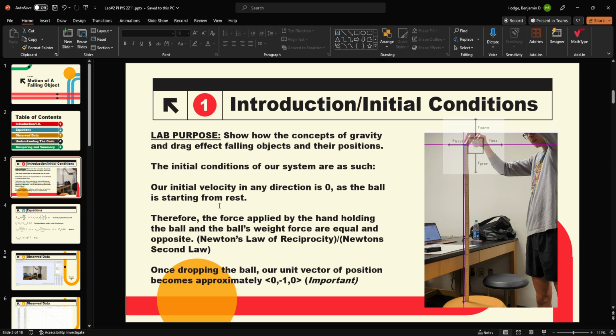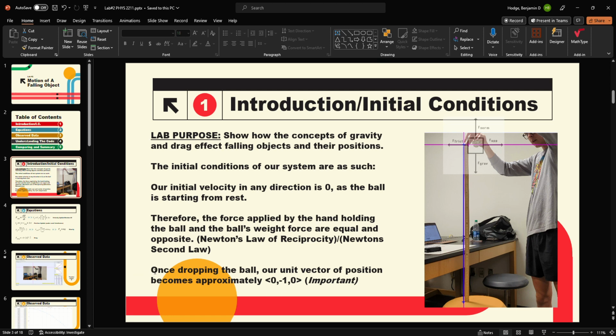Our initial conditions are that a force applied by our hand and the force of gravity applied by the ball and its mass are equal and opposite, according to Newton's law of reciprocity. As we drop the ball, its surroundings will exert drag on it upwards, and gravitational force will exert force on it downwards. But our first computational model doesn't really work with that.